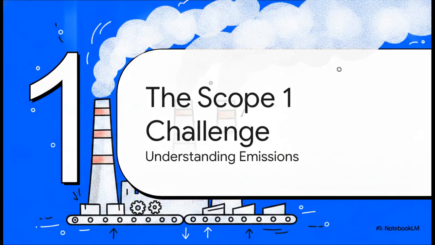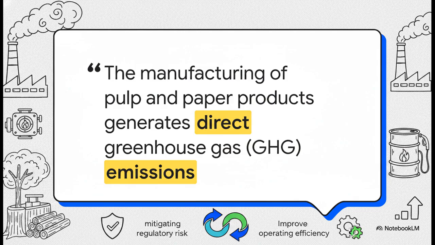Starting off with Section 1, the Scope 1 challenge. The standard specifically highlights that direct emissions in this sector come largely from the combustion of fossil fuels and biomass in stationary and mobile engines, cogeneration boilers, and other processing equipment. Now, pulp and paper mills use significant amounts of carbon-neutral biomass alongside traditional fossil fuels.